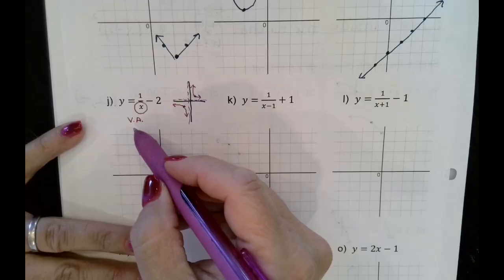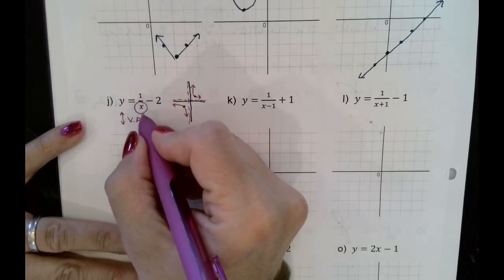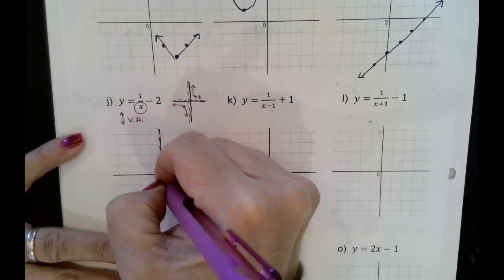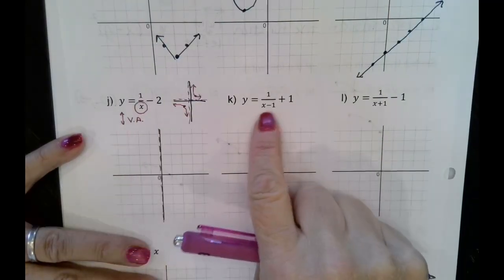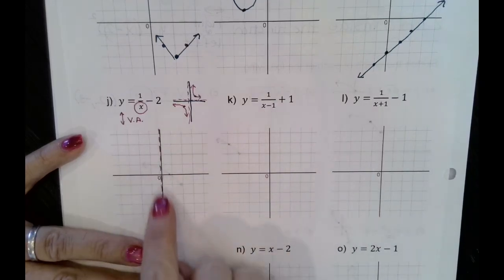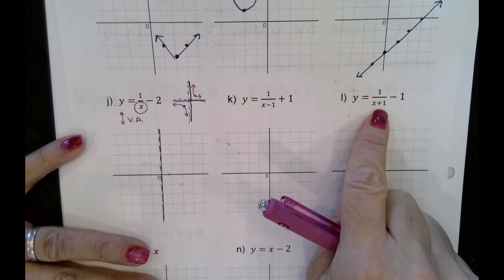Well, my vertical asymptote, remember vertical is up and down. There's no other value here, it's just an x. So because of that, my vertical asymptote is going to stay at 0. Kind of a look ahead: here we have a number in the bottom. My vertical asymptote is no longer going to be at 0. It's going to move.